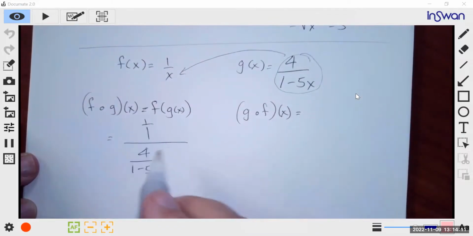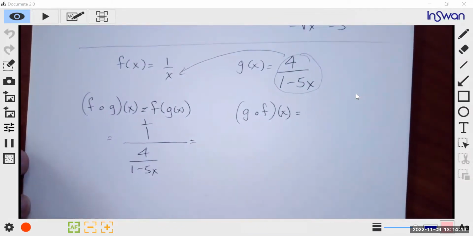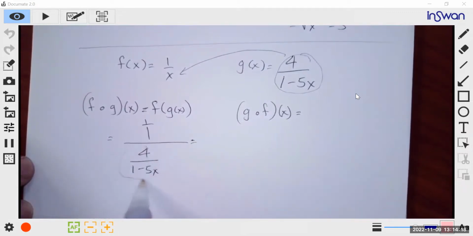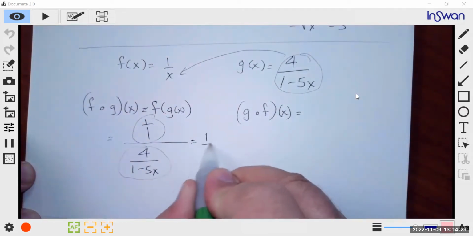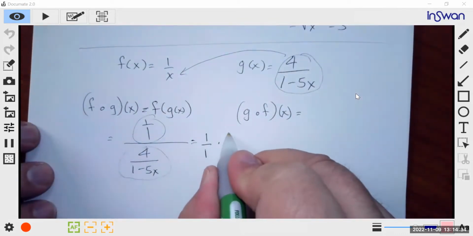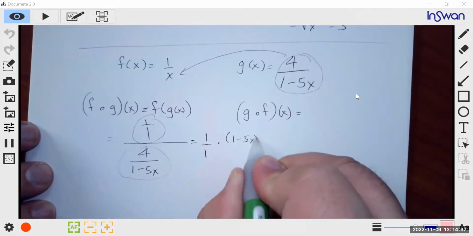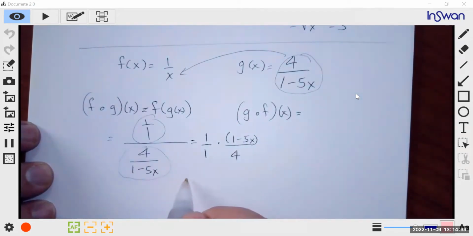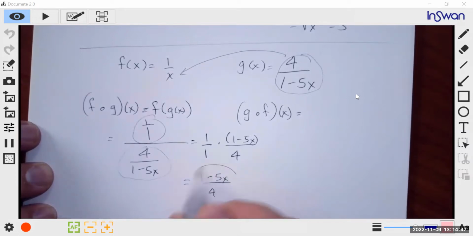So it's 1 over 1 over 4 over 1, or 4 over 1 minus 5x. Since this is a fraction already, I have to make the top into a fraction. 1 is the same thing as 1 over 1. You have a fraction over a fraction, take the top fraction, leave it alone. Take the bottom fraction and flip it. Nothing cancels. So we have 1 minus 5x over 4, and that's your answer there.